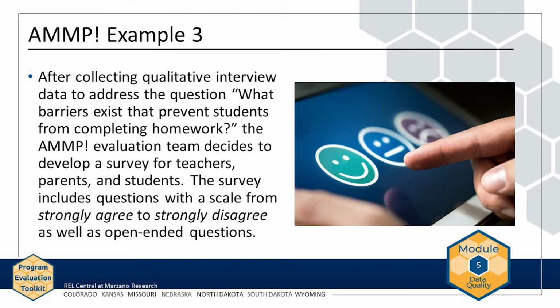Let's consider one final example. After collecting qualitative interview data to address the question, what barriers exist that prevent students from completing homework, the AMMP evaluation team decides to develop a survey for teachers, parents, and students to learn more about student homework completion. The survey includes questions for which respondents use a scale from strongly agree to strongly disagree to answer, as well as open-ended questions for which respondents can write in their responses. What type of data will the team collect through this survey?